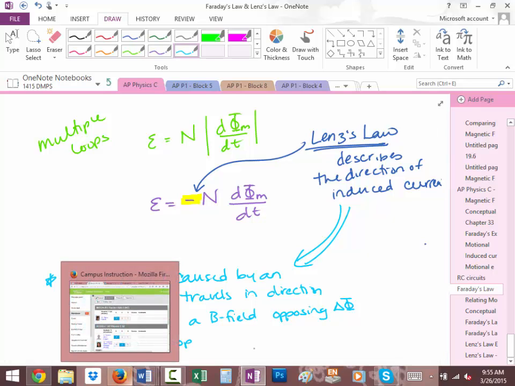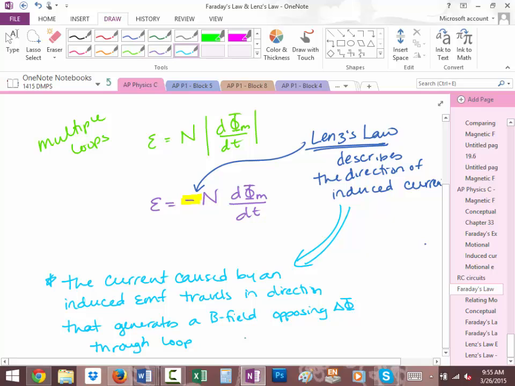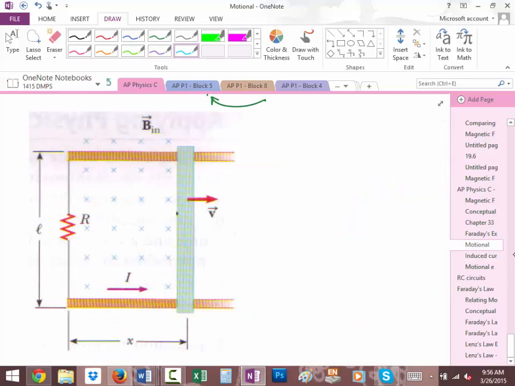Okay. The current that is caused by an induced EMF travels in the direction that generates a magnetic field opposing the change. Opposing the change to the flux. So let's look at it in terms of that motional thing, and then we'll come back and do a couple others. So as this bar is moving to the right, what's happening to the flux?